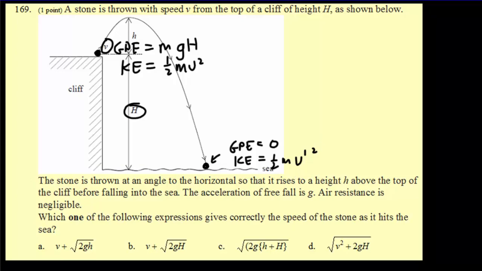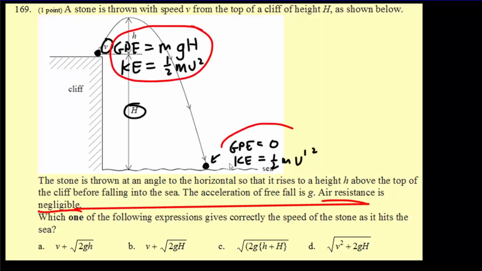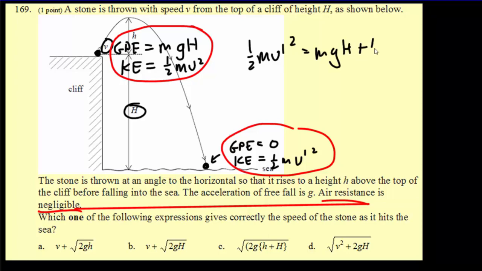Now, since this is a situation in which we don't consider friction, that is, air resistance is negligible, that means we can say that the total energy here at the top has to equal the total energy here at the bottom. And we can equate those two to one another. That is, we can say that 1/2 m v primed all squared must be equal to mgH plus 1/2 mv squared.